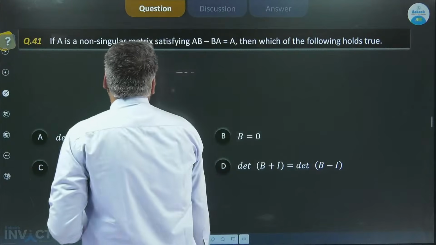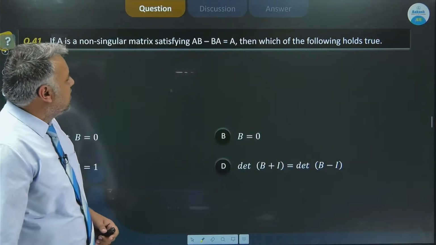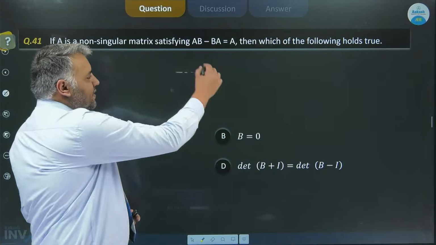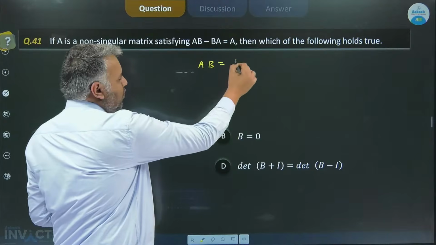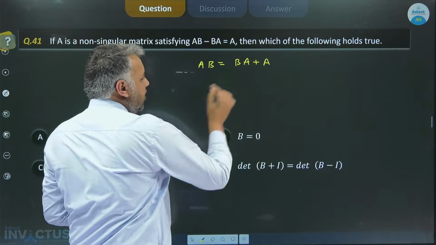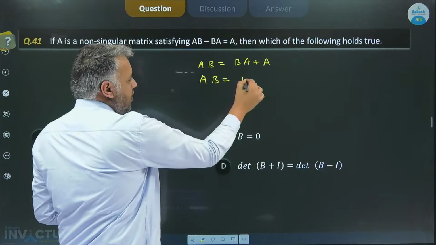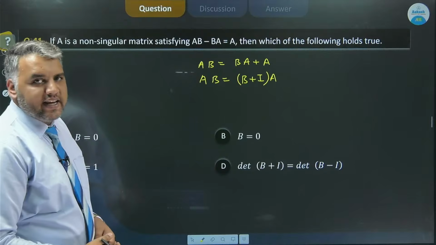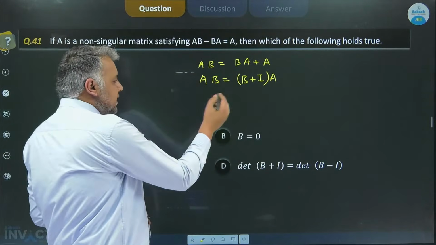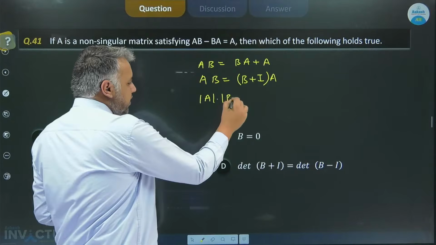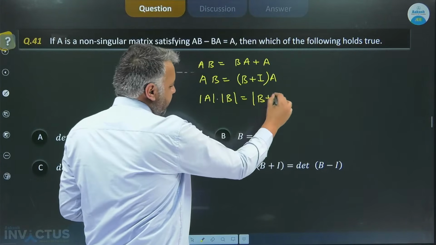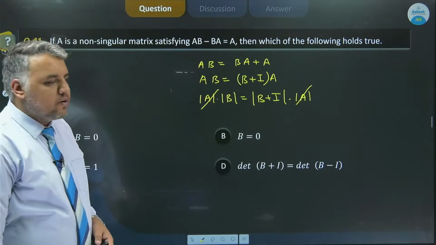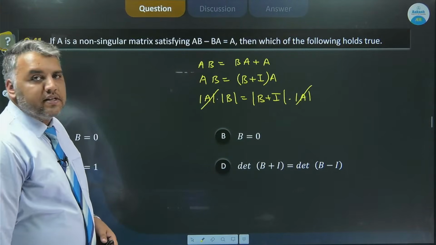If A is a non-singular matrix, that means determinant of A is non-zero, satisfying this equation, then which of the following holds true? Okay, if we say that AB is equal to BA plus A, or we can say AB is equal to B plus identity matrix into A, we can express it like this. Taking determinant on both sides, we can see that determinant A, determinant B must be determinant B plus I into determinant A. Now determinant A is non-zero, so we can cancel it out. So determinant B is determinant of B plus I.